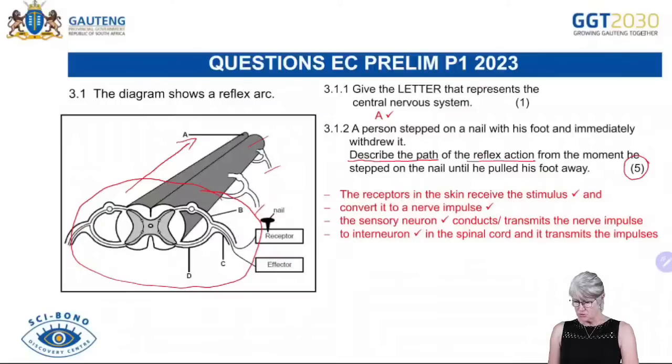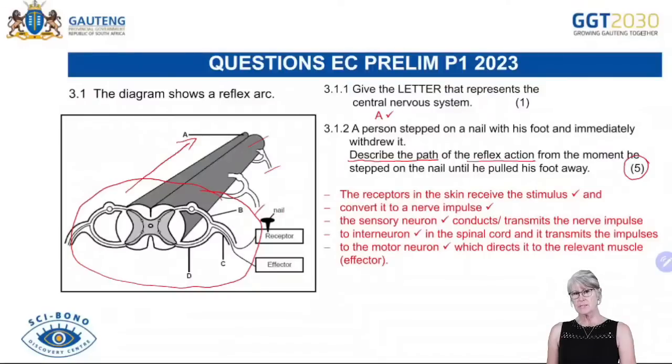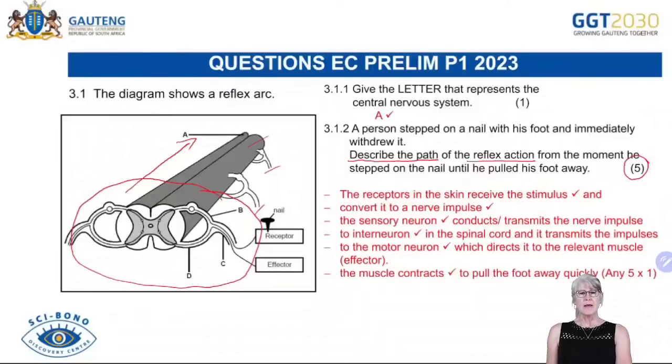So that is going to transmit the impulse to the motor neuron, and the motor neuron is going to go to the muscles in the leg, the specific muscle, and the muscle is going to pull the leg away. So that would be your effector. Okay, so the muscle is going to contract, that will pull the foot away, and that is what actually happens in a reflex action. Okay. All right.